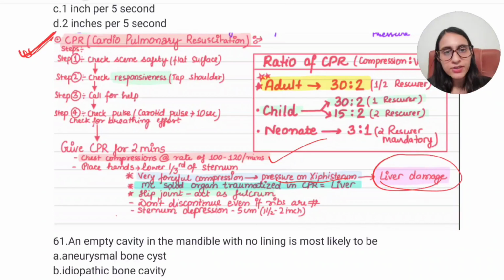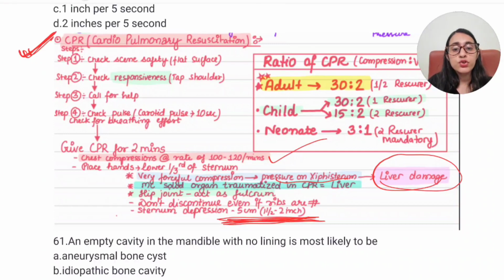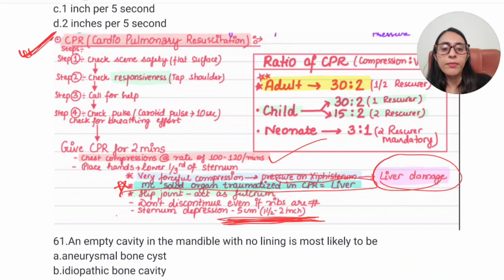So how much pressure should you give? How much depression should be there? That is 5 centimeters. 1.5 to 2 inches of depression should be there. What is the compression force? And the question that is asked is the most common solid organ that is traumatized in CPR. It is the liver. Very important, the most common organ that is traumatized in CPR is the liver.